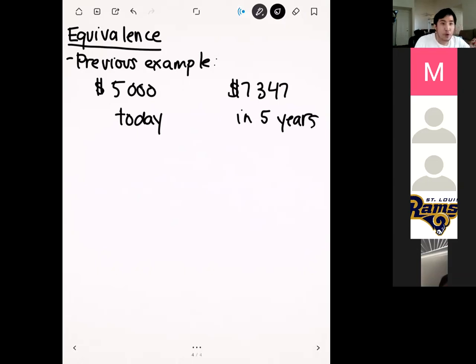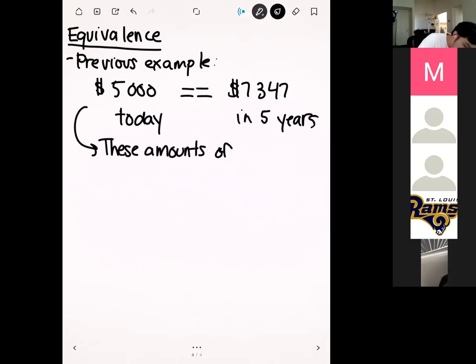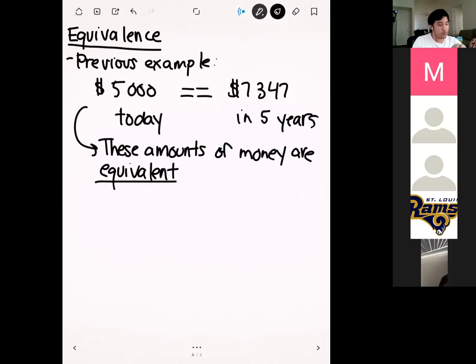And so when we have a certain amount of money at two separate time points, and it grows at a certain interest rate, what we say is that these two amounts are equivalent. Which is kind of a weird thing to say, because it's weird to say that $5,000 is the same as $7,347. So it's weird to say that $5,000 is equal to that, right?